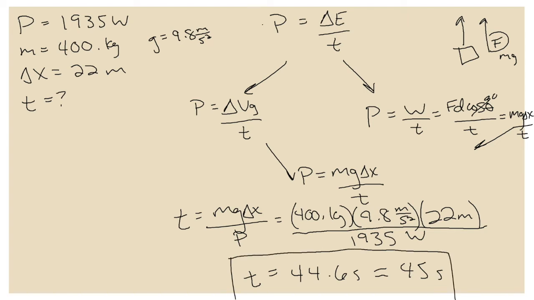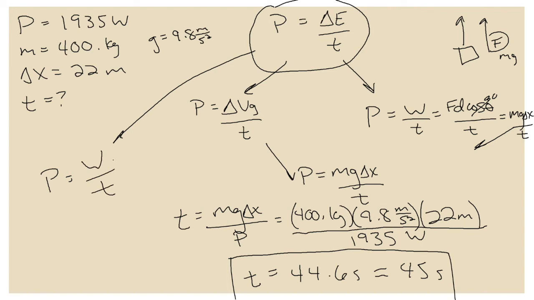It's important to realize here for this problem that because power in the reference table is listed as the change in energy over time, there are a lot of different forms that it can take, because you can write delta E over t, you can write W over t, you can write delta UG over t, you can write delta K over t. Any kind of energy that's changing can be listed in the numerator of that equation.